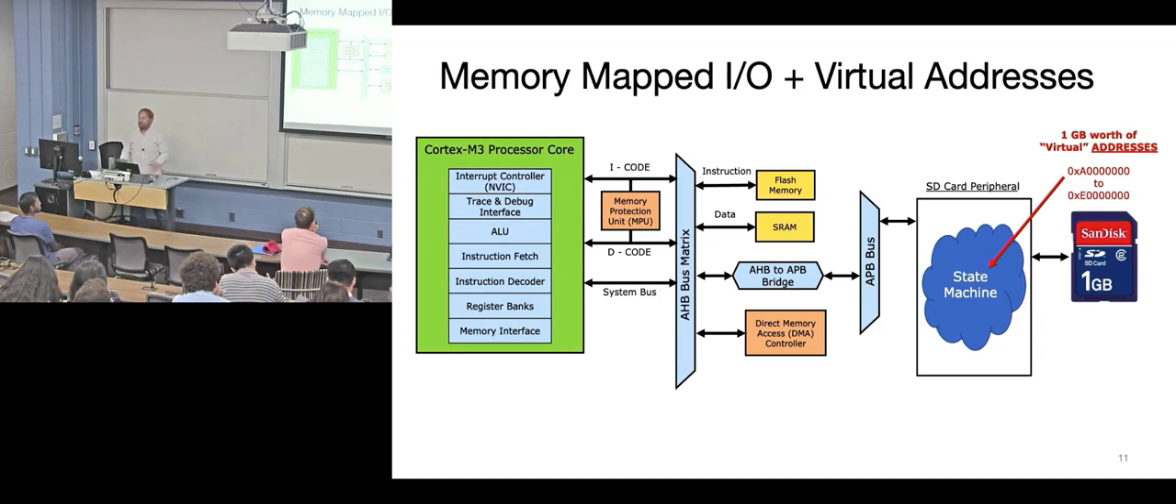From the core's point of view, it has no idea there's a state machine there. The core is just like, look, I'm a load store person. I load device data in. I store data out. It doesn't know that there's actually a SanDisk there or external memory. It doesn't know that there's a peripheral or anything else. It's just doing loads and stores.